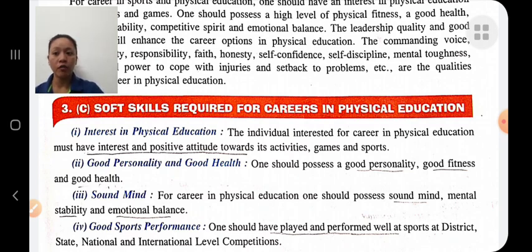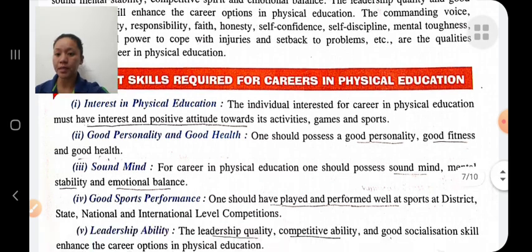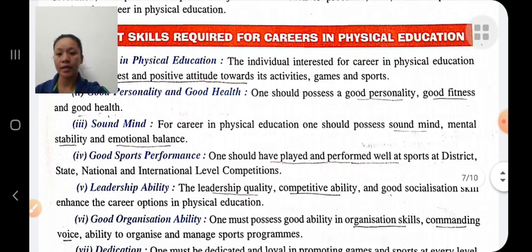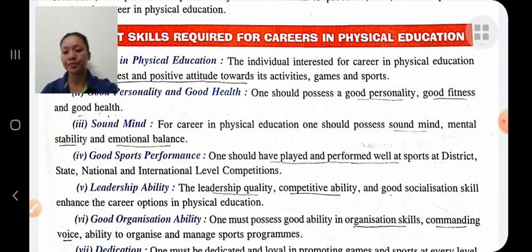Good personality and good health. For example, if you want to be a coach or fitness trainer, you should have good personality, good fitness, good health, sound mind. For a career in physical education, you should have sound mind, mental stability and emotional balance. Good sports performance: one should have played and performed well at sports at district, state, national or international level competition.